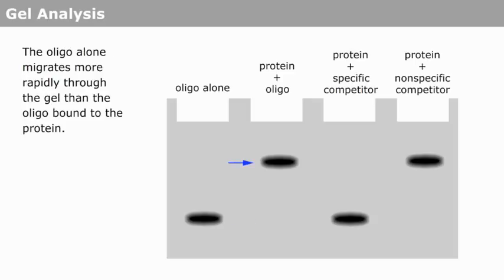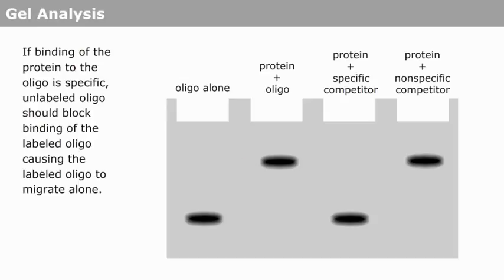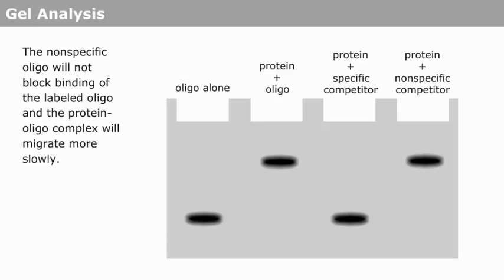If binding of the protein to the oligo is specific, unlabeled oligo should block binding of the labeled oligo, causing the labeled oligo to migrate alone. The nonspecific oligo will not block binding of the labeled oligo, and the protein-oligo complex will migrate more slowly.